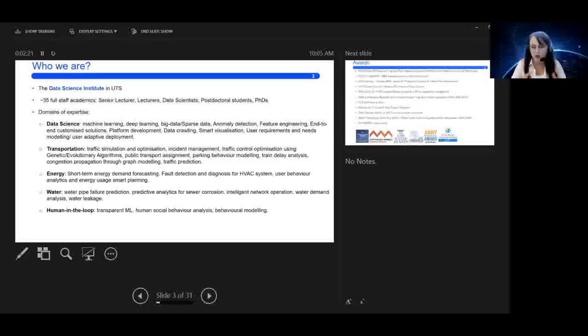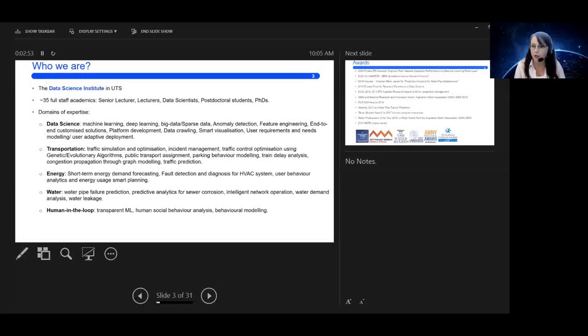Also, then there are people who are using the data science applications and analytics in order to solve real world problems. The first application domain is transportation, and this is the one that I represent and the one that I'm going to talk about today. Mostly we are interested in solving problems which relate to how can we simulate transportation around the city, how can we optimize it, how can we control it. We are using a lot of genetic evolutionary algorithms and do a lot of work around public transport as well.